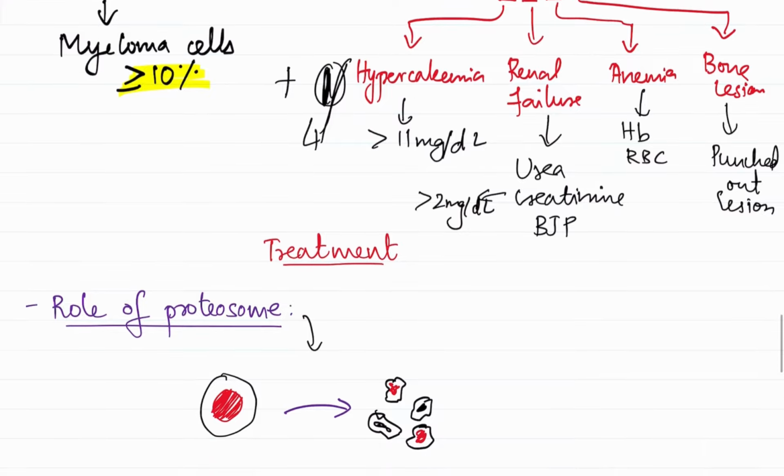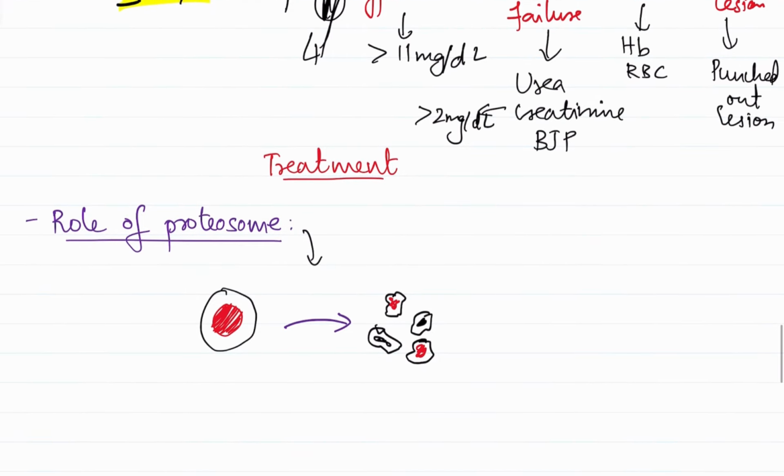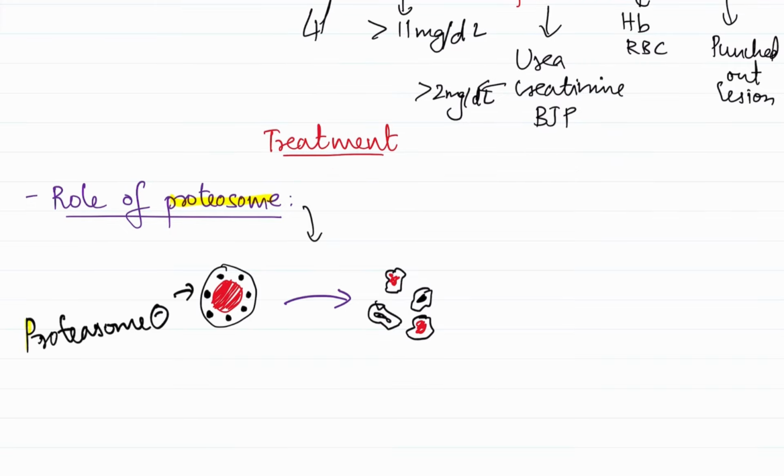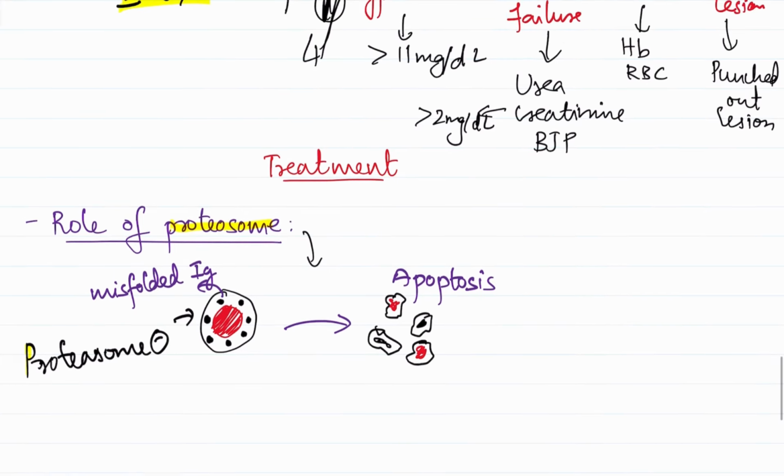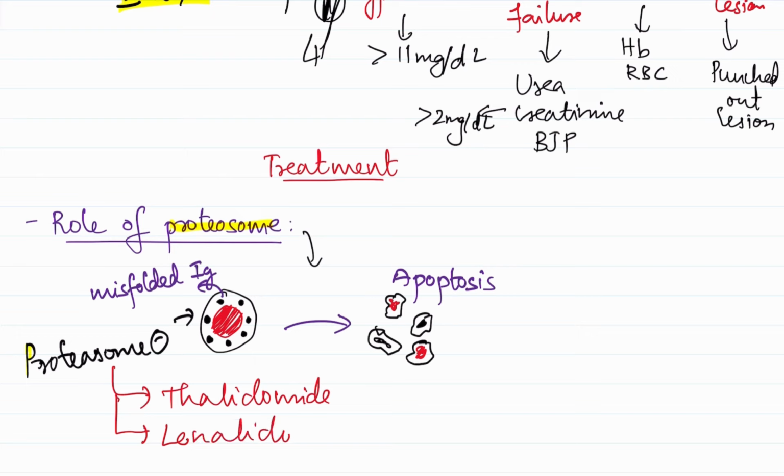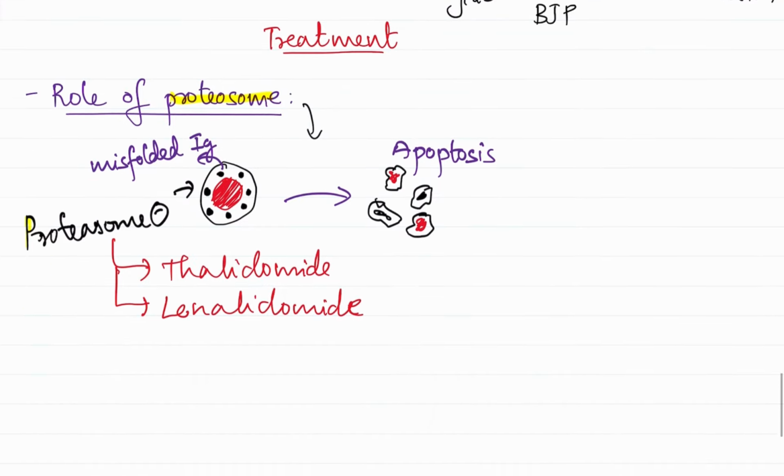Now what is the treatment? To know the treatment, we need to know about the role of proteasomes. Proteasomes do the function of degrading misfolded proteins or misfolded immunoglobulins, whatever it is. If you inhibit the proteasome, what happens? When the proteasomes are inhibited, there will be misfolded proteins or abnormal immunoglobulins inside the plasma myeloma cells, and they will trigger apoptosis and cause the death of multiple myeloma cells. So proteasome inhibitors are one choice of drugs. The examples for these include thalidomide, and then its derivative, lenalidomide. These are the drugs that are usually used for the treatment of multiple myeloma.